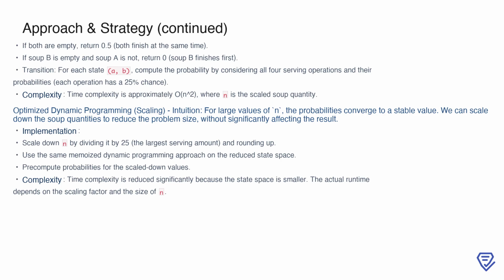The dynamic programming approach is built upon a set of well-defined base cases. If soup A is empty while soup B still has some quantity remaining, the probability of soup A finishing first is 1.